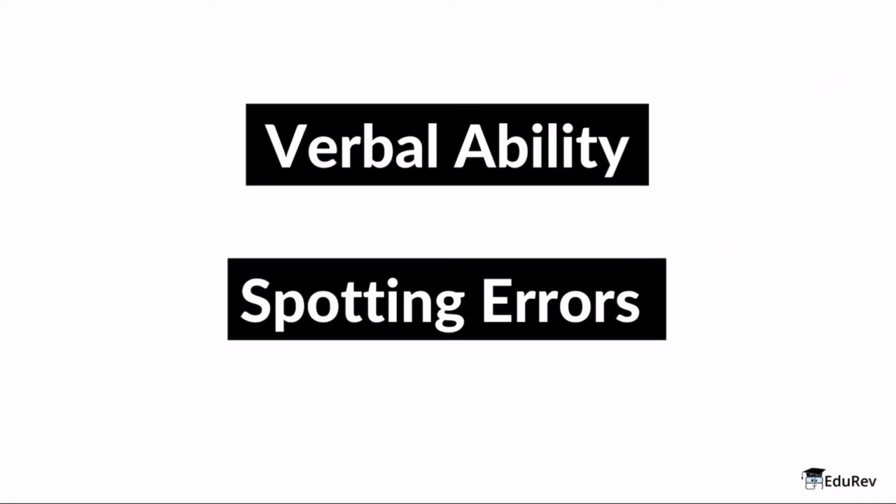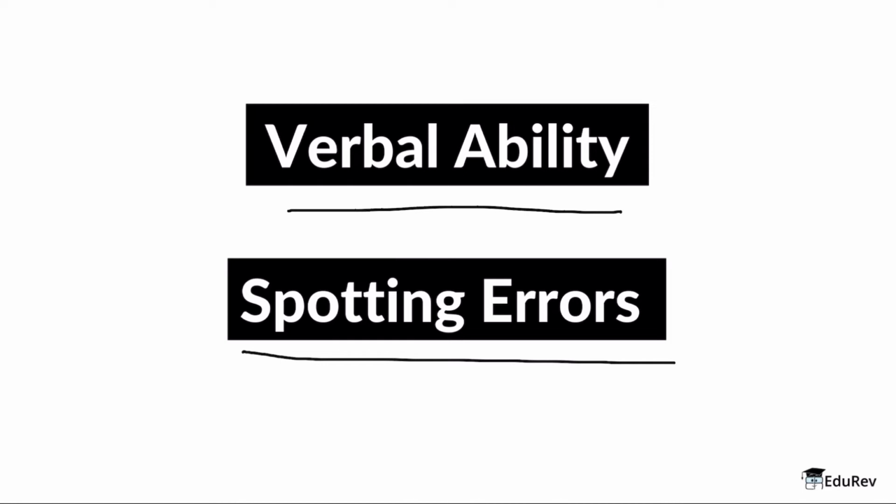Hello everyone, today we are going to learn about spotting errors from the verbal ability section of CAT. Now there is a popular saying: the guest would find that mistake in a minute which the host will not in a year. And the key to solving questions of spotting errors is to look at these questions from the perspective of the guest. Now before we dive deep into this topic, we need to understand why we study this topic in the first place.